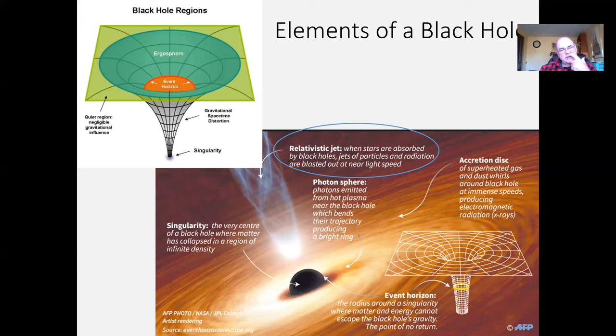So here's the anatomy of a black hole. We're not going to look at black holes as such in the study of cosmology. The black hole itself is not of great interest. It's what it can produce. It can produce some of the brightest objects in the universe.